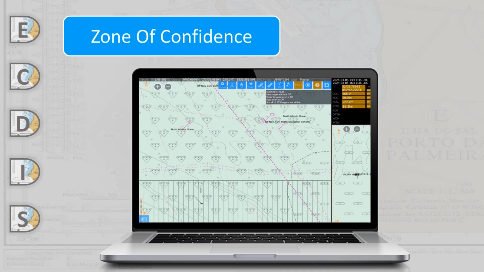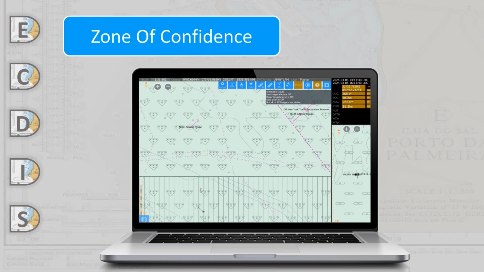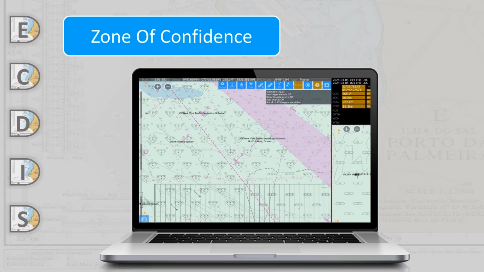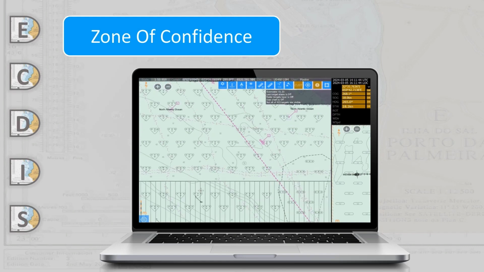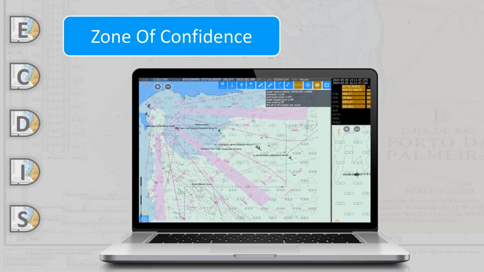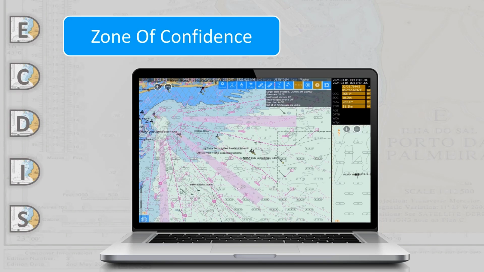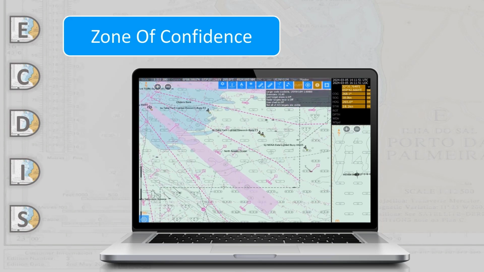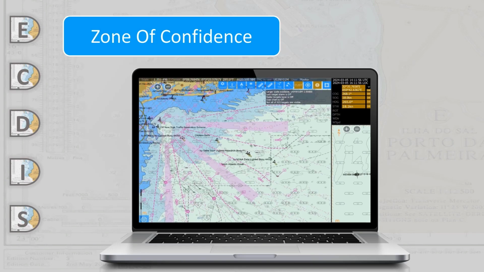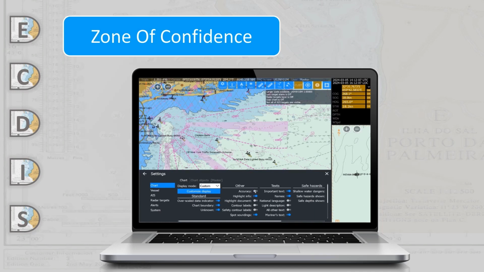This selection should always be done when you analyze the chart during your passage planning, and there are already official instructions about that from IMO. And also, if you would like to change your route, you have to analyze the accuracy of the chart. But remember, please, CATZOC is not the only option for analyzing the chart accuracy.